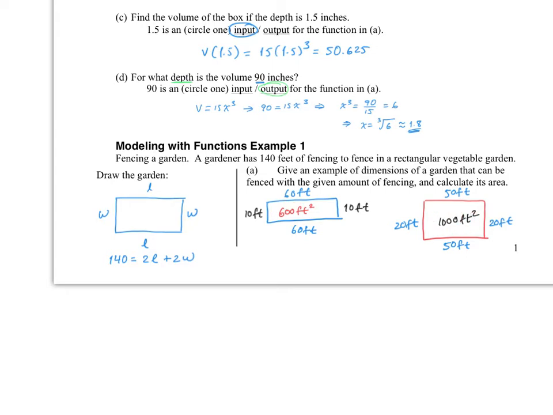So the next natural question is, what should be the dimensions so that we get the maximum area? This is very important in business and economics because you want to maximize or minimize things. And the answer is going to be the vertex, which you learn how to find in week 4 or week 5. I forgot which of those two.